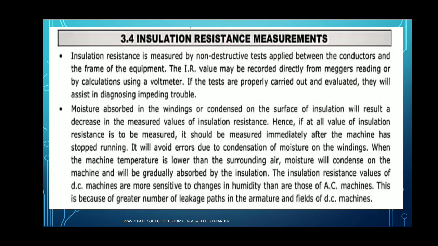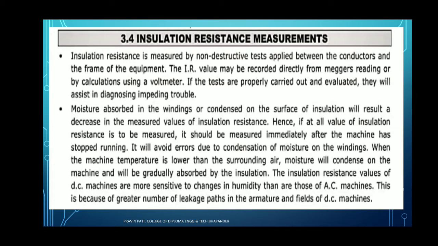Today we have to study the insulation resistance measurement. Insulation resistance is measured by the non-destructive test applied between the conductors and the frame of the equipment.